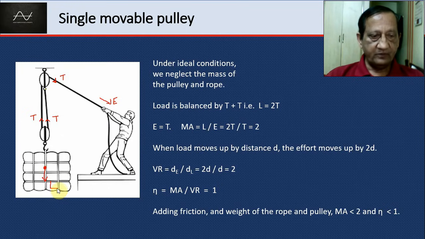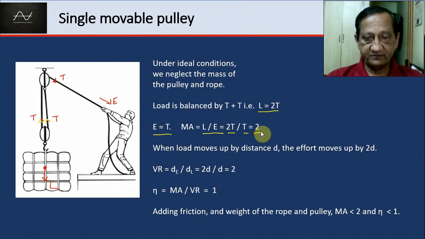Now, what about the mechanical advantage of this? Whatever is the effort is also the tension in the string, and it is one single string, so tension is the same at all points. And if you look at this movable pulley, T, T, both of them are acting upwards. If the load is in equilibrium, then the load downwards is equal to 2T. The load is equal to 2T, but the effort is only T. Mechanical advantage is load by effort, 2T by T, 2. A single movable pulley is able to give us a force multiplier effect.